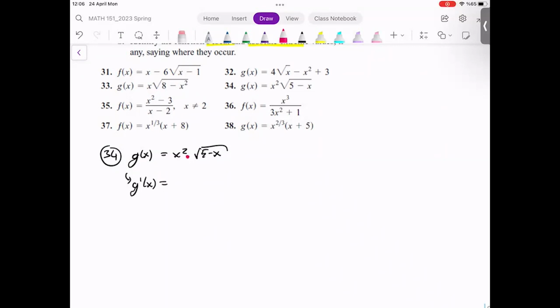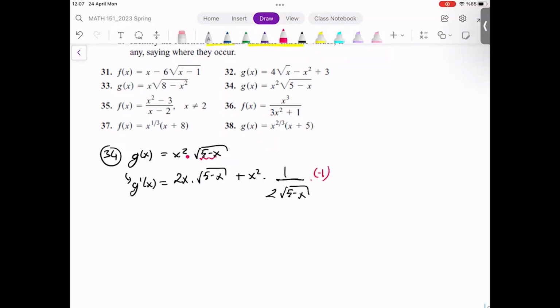This is a product function, so we will apply product rule to take the derivative. The derivative of the first expression times the second, plus first expression times the derivative of the second part. Second part is a square root function, so its derivative is taken like that, times the derivative of the inside part, right?